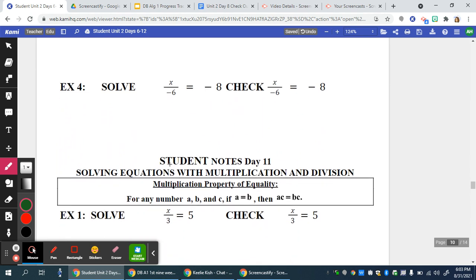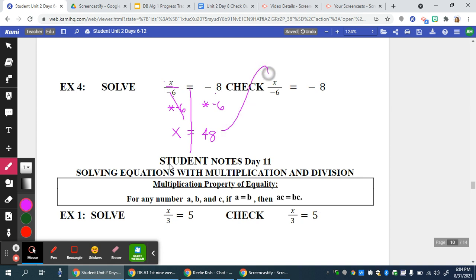One more, example 4. Let's do purple. Okay, so we have x divided by negative 6 equals negative 8. So the inverse operation of division is multiplication. So we multiply both sides by negative 6. And then these cancel each other out. And we are left with x equals negative 8 times a negative 6. A negative and a negative make a positive when we're multiplying or dividing. 8 times 6 is 48.